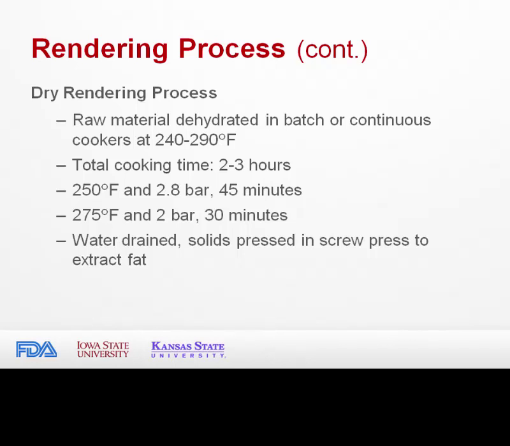In the rendering industry, the cooking process occurs through a dry rendering process where raw material is dehydrated in either batch or continuous cookers, maintained at 240 to 290 degrees Fahrenheit for 2 to 3 hours. Temperature, time, and pressure are all important to pathogen destruction, so raw product must be maintained at 250 degrees Fahrenheit and 2.8 bar pressure for 45 minutes, or 275 degrees Fahrenheit and 2 bar pressure for 30 minutes.